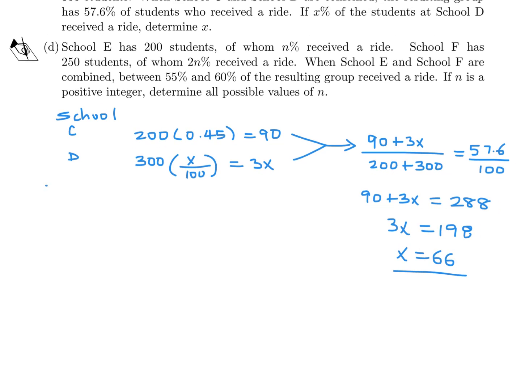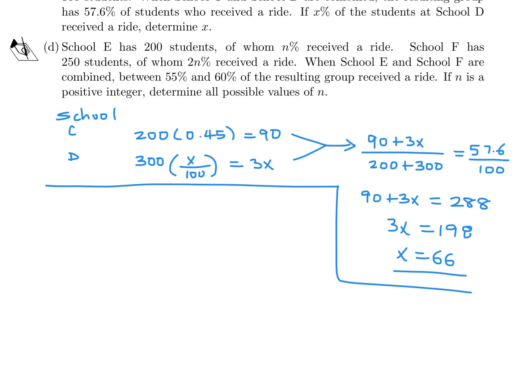School E has 200 students, of whom n% received a ride. School F has 250, of whom 2n received a ride. When schools E and F are combined, between 55 and 65% of the resulting group received a ride. If n is a positive integer, determine all values of n.